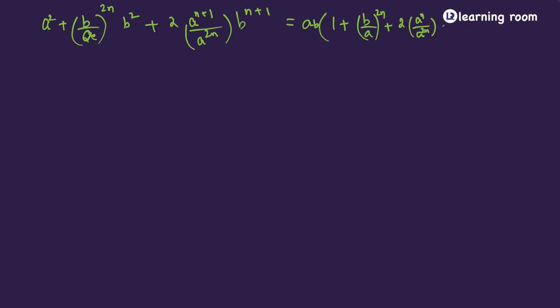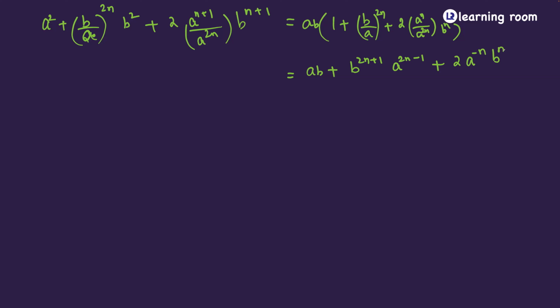Okay. Into b power n. Okay. So when you multiply this, what are you going to get? You will get AB plus, no, it is b power 2n. Right. It is b power 2n plus 1. Right. Into a power 2n minus 1. Right. Plus 2 into, you will have a power minus n into b power n.